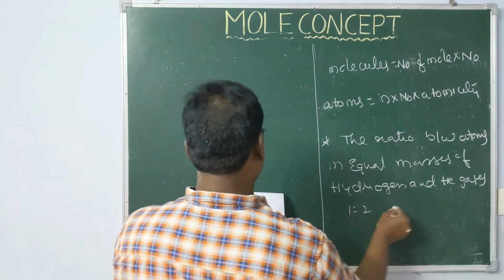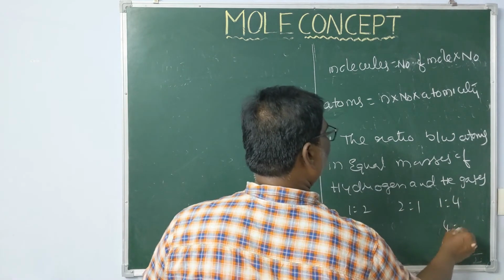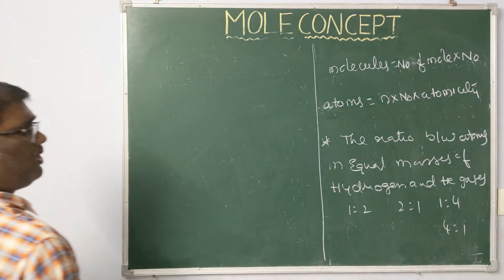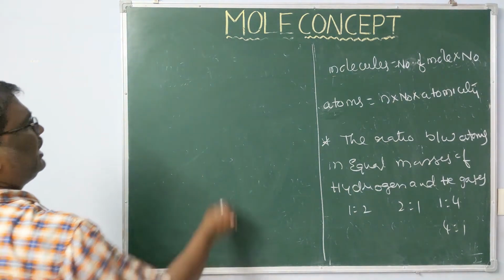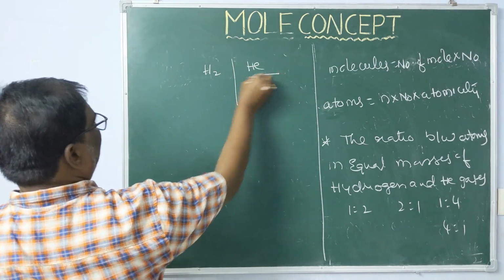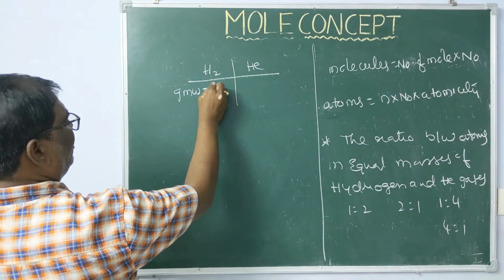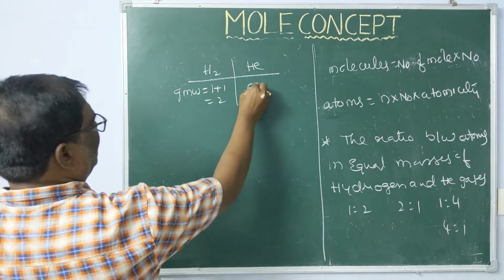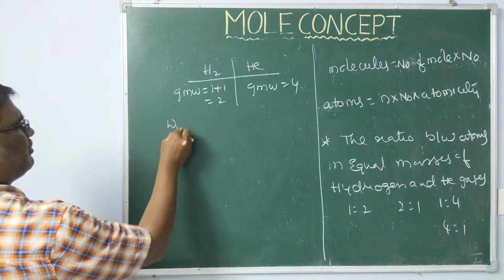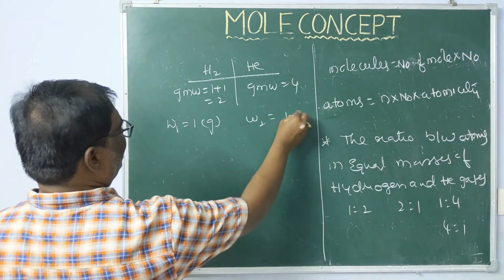Options: 1:2, 2:1, 1:4, 4:1. These are the options. Now what is given? Equal masses of hydrogen gas and helium gas. First write the gram molecular weight. Gram molecular weight of hydrogen is 1 plus 1, that is 2. Gram molecular weight of helium is 4. Now let us suppose weights are equal, 1 gram here, 1 gram there.